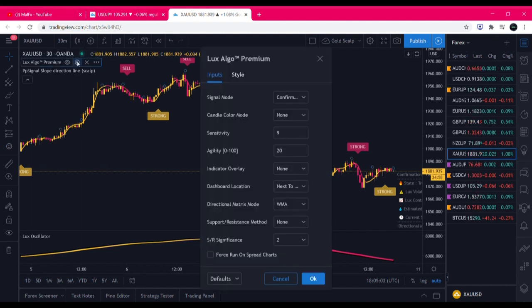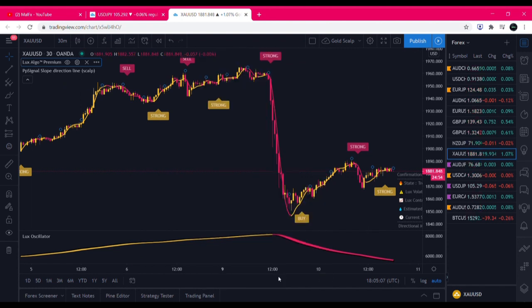So now the settings for this one are 9 and 20. And since I can only do whole numbers, it's kind of hard to tweak it and get it exactly how I used to. This is before I even had the Lux oscillator, because if you'll see in all of my strategies, there's always a way to minimize your losses. And that's what the Lux oscillator does.